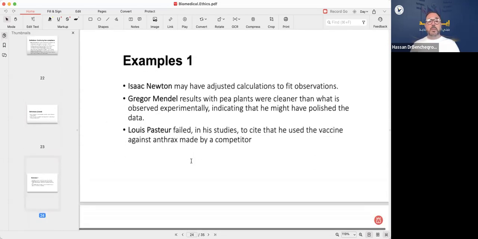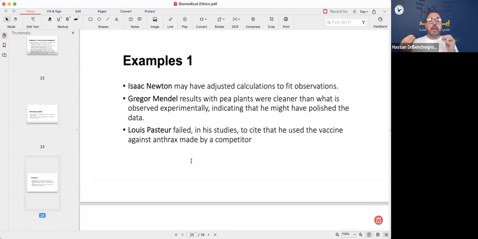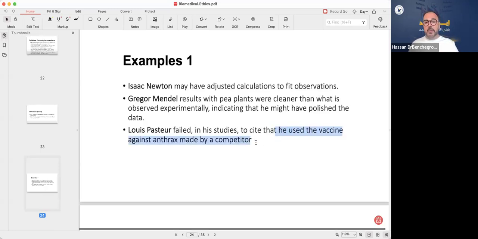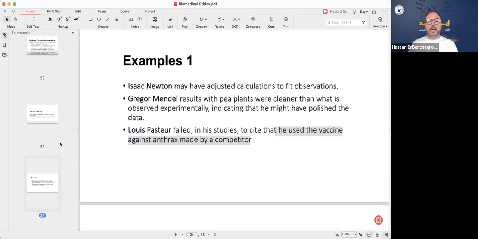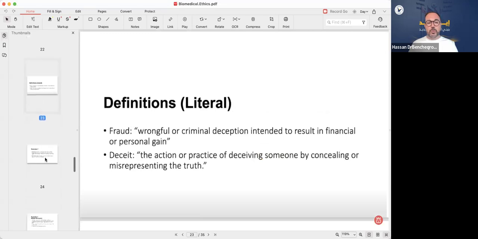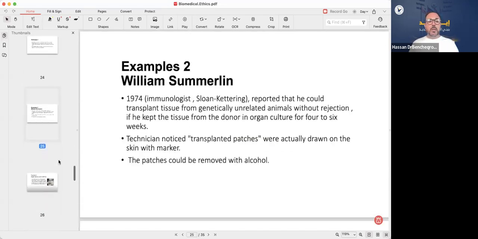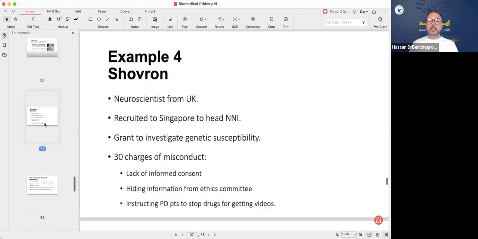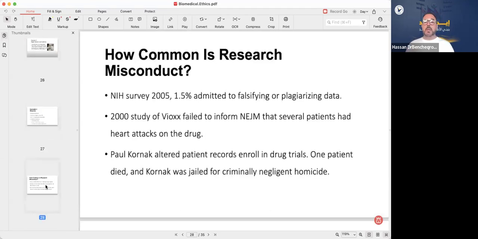These are examples that we found. Isaac Newton, we think he might have adjusted some calculations. Gregor Mendel, for example, results with pea plants were cleaner than what is observed experimentally, means he may have been polishing the data. Louis Pasteur also, he did not state in his studies that he used the vaccine against the anthrax made by a competitor. So those, they hid the truth. It is called deceit. There are other examples in here, but I think you understood the concept.